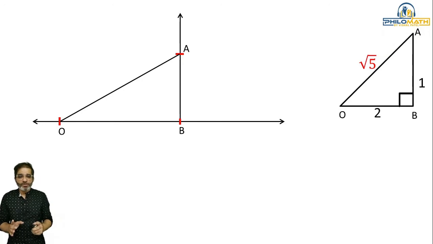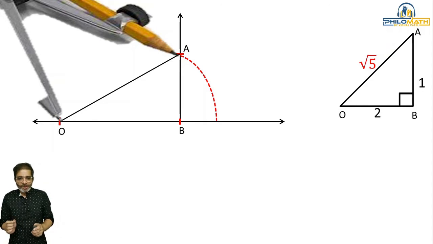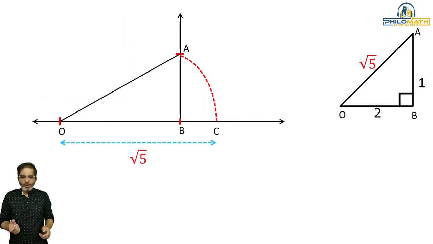Now what we have to do is plot AO on a number line. How do we do that? With the help of a rounder, keeping the rounder point at O and the pencil point at A, simply draw an arc on the number line. So actually I traced root 5 on the number line. Let me take that as point C. So I can say that OC is nothing but root 5.